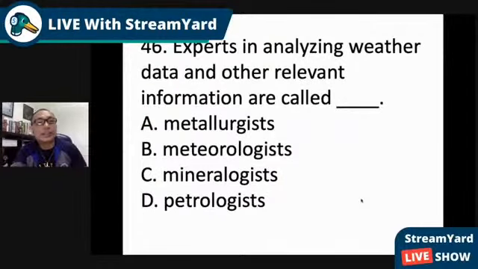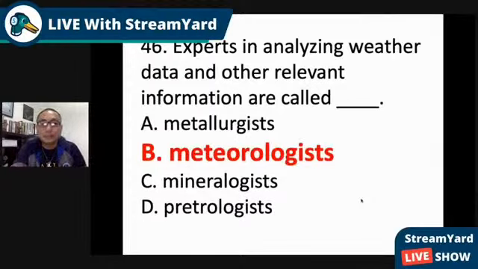46. Experts in analyzing weather data and other relevant information are called what? So what are these experts that are good in analyzing weather data? Okay. So maybe we are familiar with the term. They are the meteorologists. Metallurgists are good in terms of studying metals, minerals for mineralogists, petrologists for rocks.